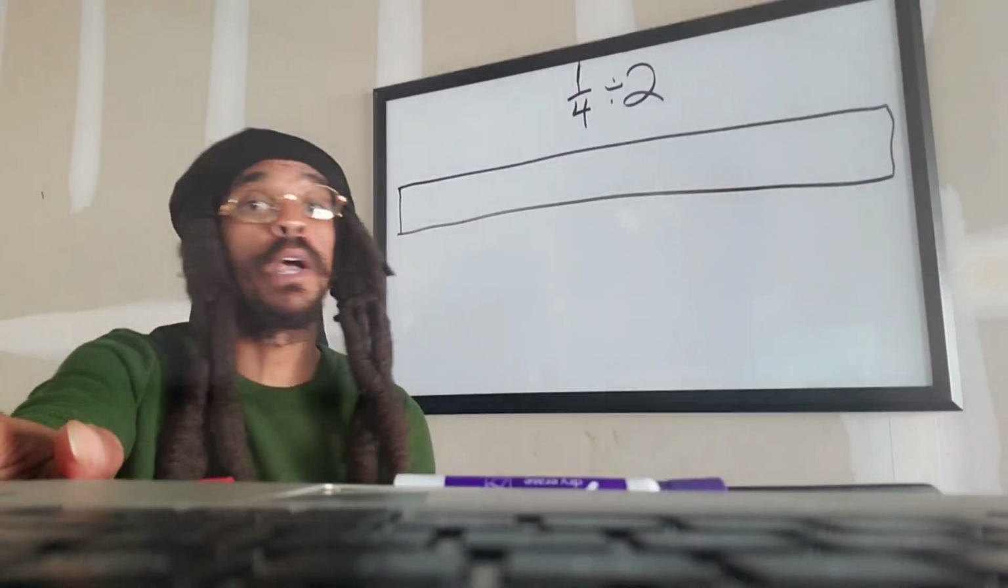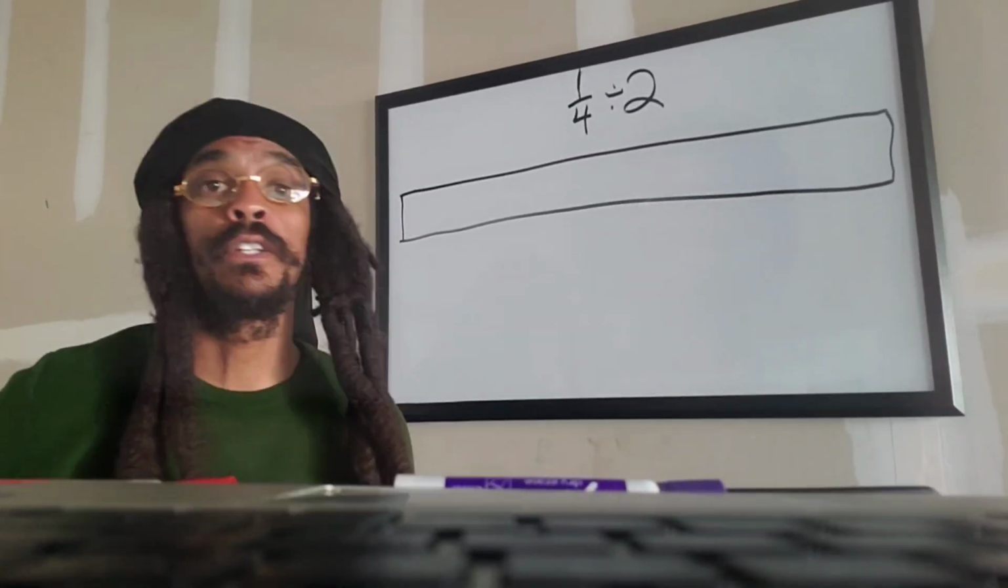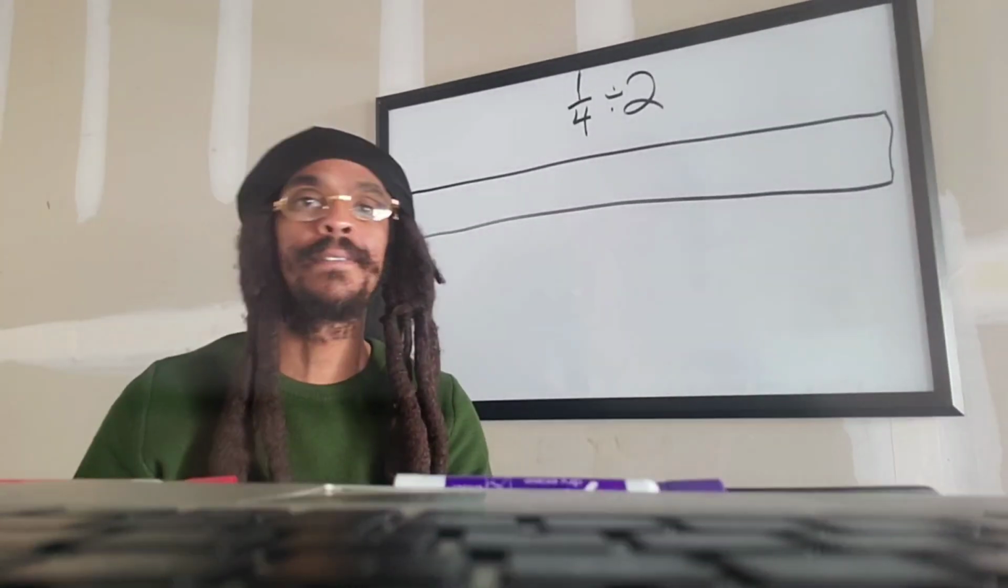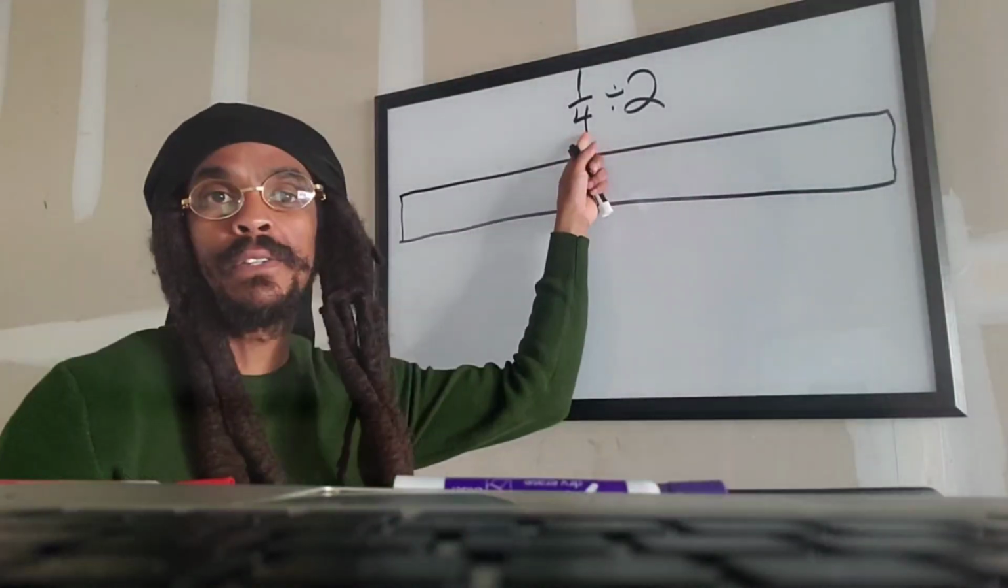Good thing about this problem, it's straightforward. We don't really have to use our close reading strategies. We're just going to get into it. All right, so let's do 1/4 divided by 2.